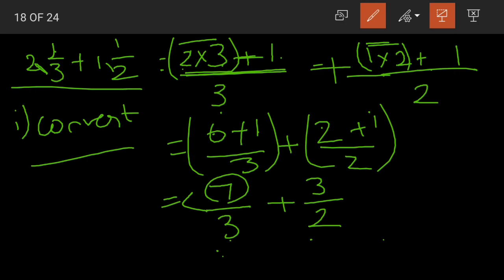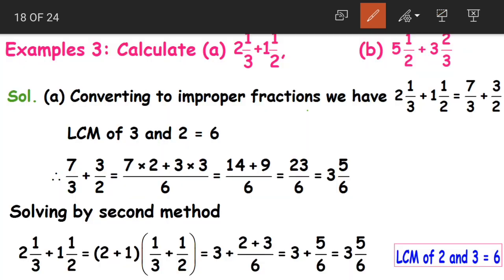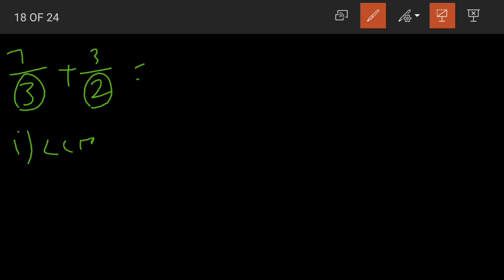Yes, the two fractions we got are 7 by 3 and 3 by 2. Yes students, see, first converting we got 7 by 3 and 3 by 2. Now we have these two fractions. Are these like or unlike fractions? These are unlike fractions. So what should we do? Again, first find out the LCM. LCM of 3 and 2.